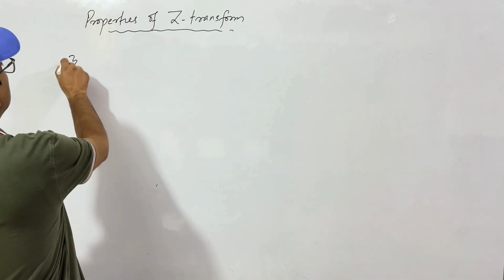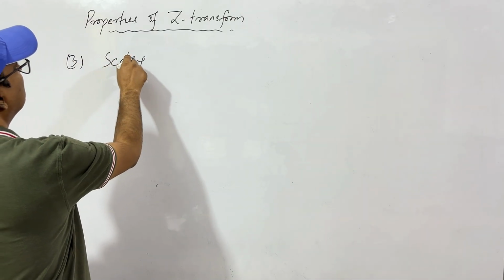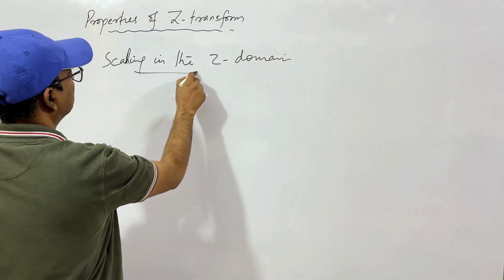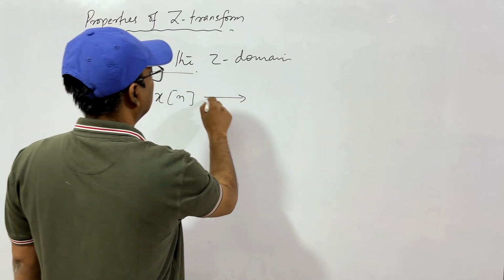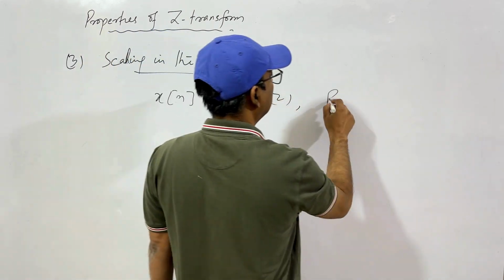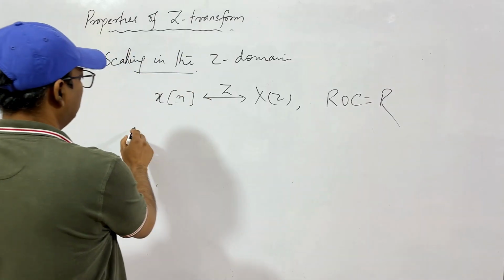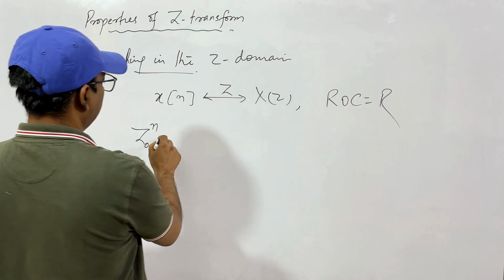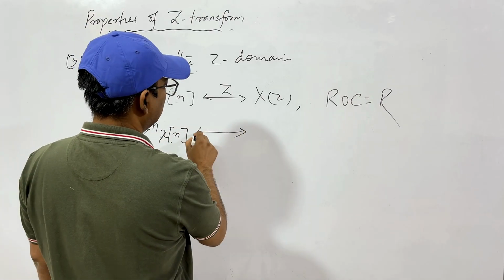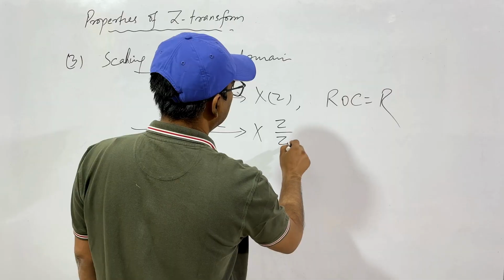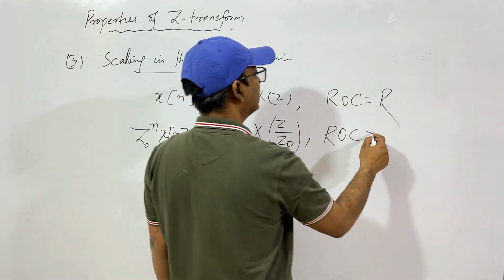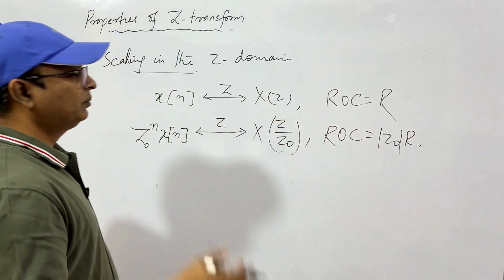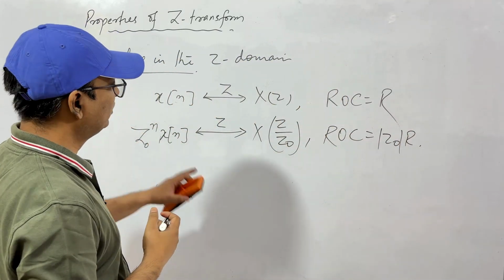Third property is scaling in the Z domain. What is it? If this is the transform pair with ROC R, then if you have certain arbitrary constant z0 to the power n times x[n], you multiply this, then it is basically X(z by z0), and the region of convergence will be mod of z0 into R. Why am I telling you these properties? It will be very handy for you to solve questions.